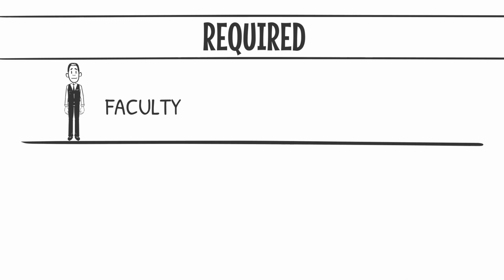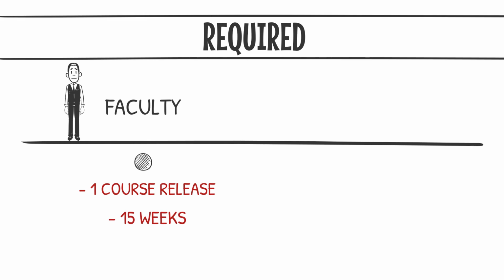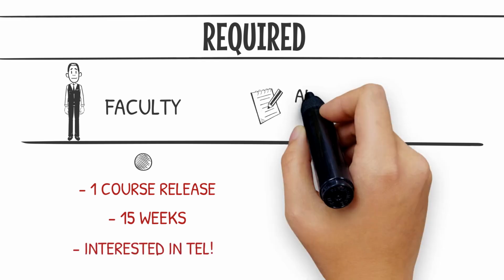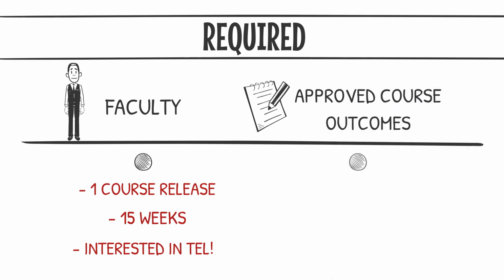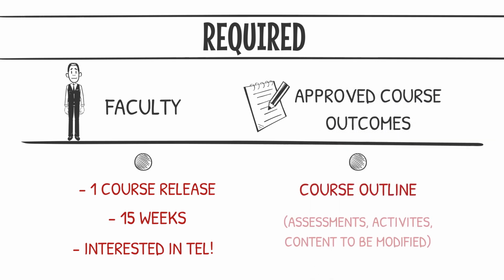In order to help ensure the design process is successful, a few things are required. One is a faculty member who has a one-course release or equivalent over the span of at least one semester and who is interested in technology-enabled learning. The second is an approved set of course learning outcomes. These are usually bundled with an existing course outline. In most cases, the assessments and weekly materials in the existing outline are overhauled for the online version and submitted to the chair for their approval.